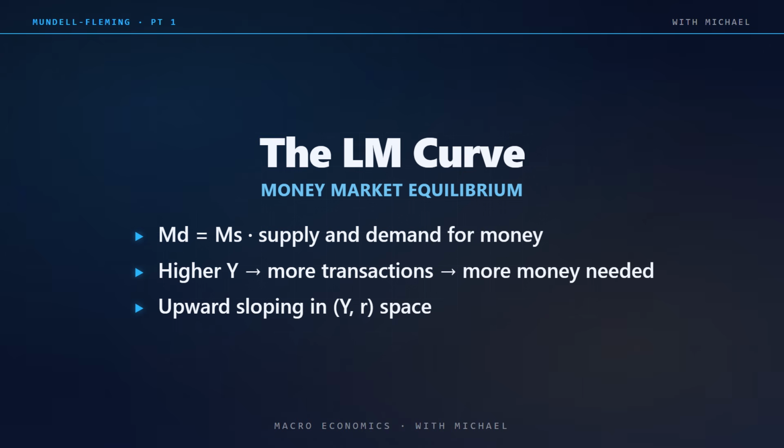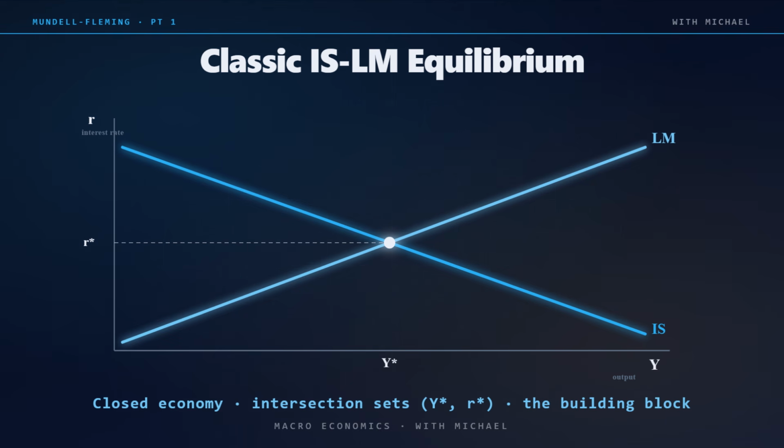This is the spectrum that defines the Mundell-Fleming model. At one extreme, perfect capital mobility. Capital can flow instantly and costlessly across borders. At the other extreme, zero capital mobility. The country's capital account is closed. Capital cannot move at all.